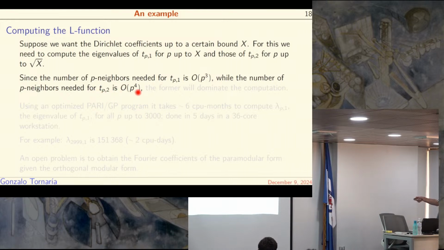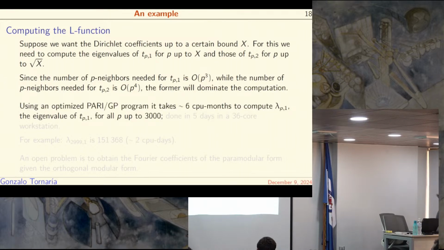For Tp2, the number of neighbors grows like p to the fourth, but because you need only up to the square root of the bound, computing Tp1 dominates the computation. Just as in this example of level 61, it takes 6 CPU months to compute the eigenvalues up to 3000. That feels like a long time. It can be done in 5 days on our computer. That's an example. Computing this eigenvalue takes 2 CPU days.